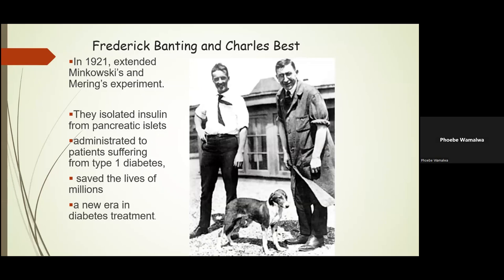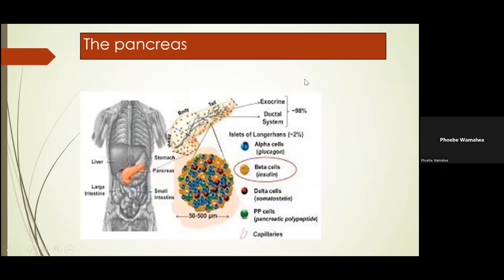Banting and Best in 1921 extended Mikoski's and Mering's experiment, and they went ahead and isolated insulin from the pancreatic islets. And in 1922, they administered it to patients suffering from type 1 diabetes. And if you remember our very first patient, Thompson, in 1922, he received purified insulin from the dog's pancreas, and that's what saved his life. And so this discovery later on saved the lives of millions, and it ushered us into a new era in diabetes treatment. So briefly looking at the pancreas.